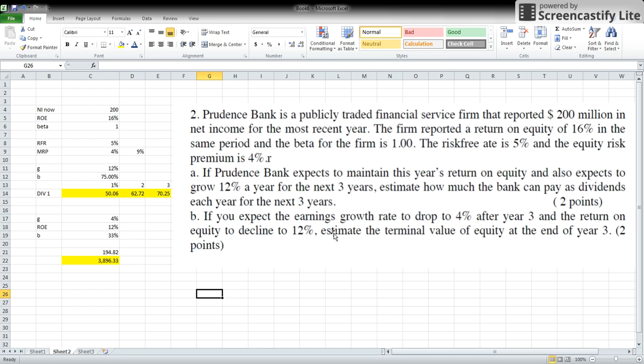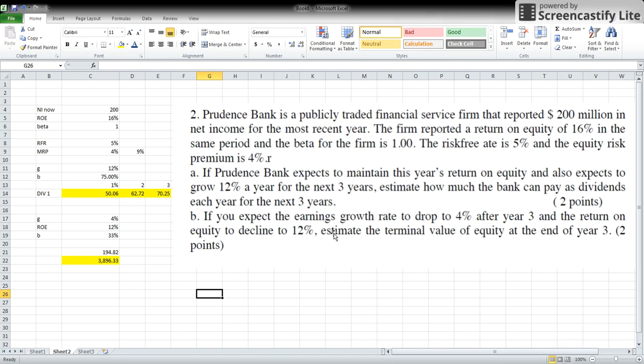Okay, so in this question, we are going to do FCFE based valuation, but in a slightly different way. Prudence Bank is a publicly traded financial services firm that reported $200 million in net income for the most recent year. So, this is net income at time zero. The firm reported a return on equity of 16%, ROE, in the same period, and the beta for the firm is 1. Risk-free rate is 5, market risk premium is 4.